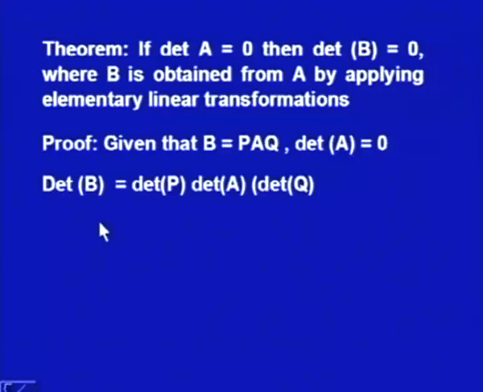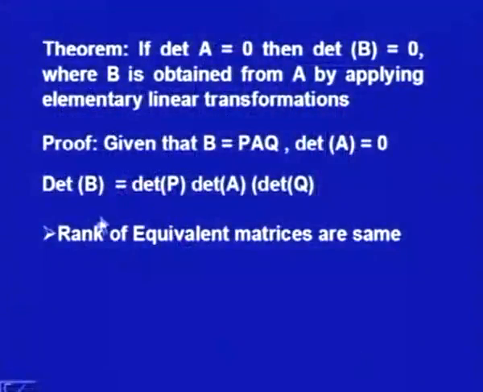So, whenever a matrix is obtained by applying a linear elementary transformation, the obtained matrix will have determinant 0 if the original matrix also has determinant 0. So, that is the result, and since rank and determinants are related, we can say on the basis of this result that the ranks of equivalent matrices are the same.